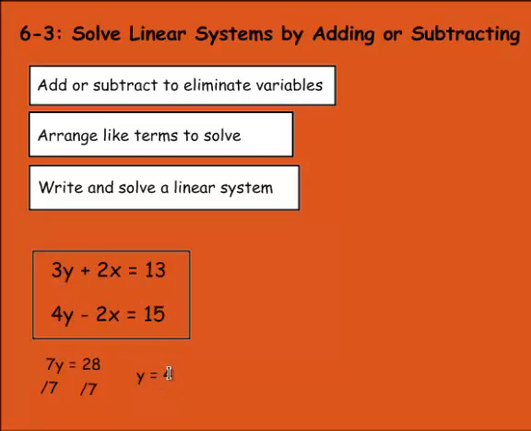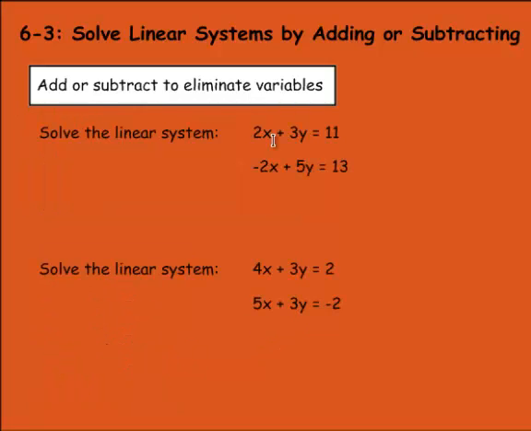So to do that quickly, 4 times 3 is 12. So 12 plus 1 would be 13. So 1 half times 2 would be 1. So x would be 1 half. So my answer would be 0.5 and 4 for my coordinate. So adding and subtracting is a very viable method.